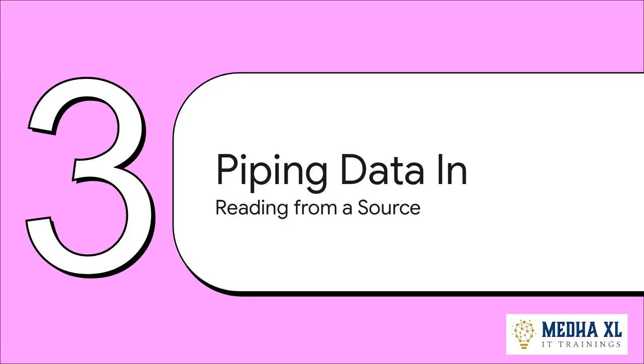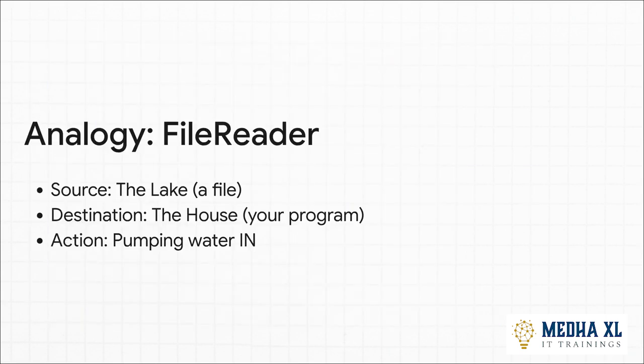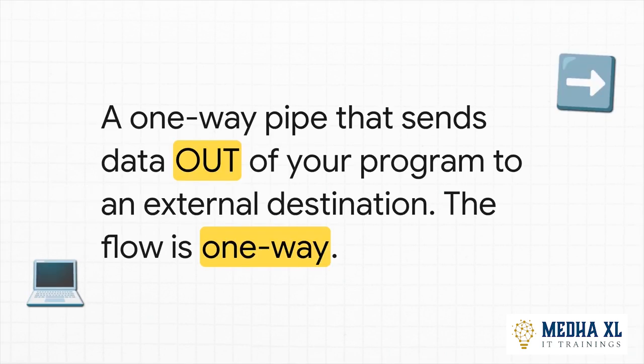All right, so let's get practical. How do we actually use these pipes to bring data in? In programming terms, we call this reading from a source. So, how does Java get it done? Well, we need the right tool for the job. Meet the FileReader. Think of this as one of Java's pre-built pipes, specifically designed to connect to a file and start pulling in character data, like text. Let's really lock this analogy in. Okay, so imagine the file is a giant lake full of data. Your program is a house, and it's thirsty. It needs that data. The FileReader, that's the pump you install to get the water from the lake into your house.